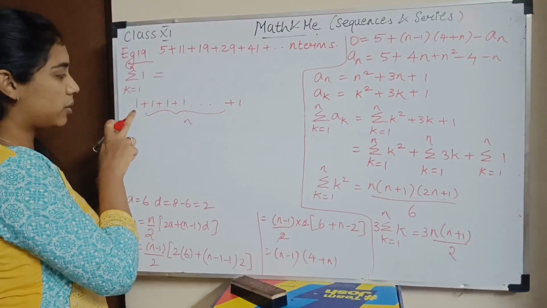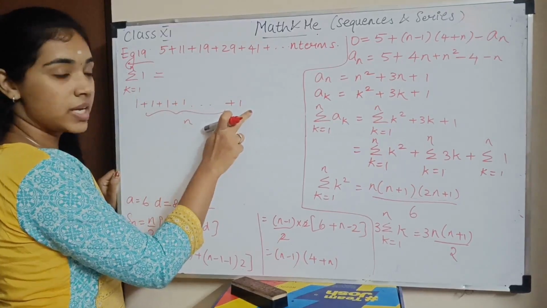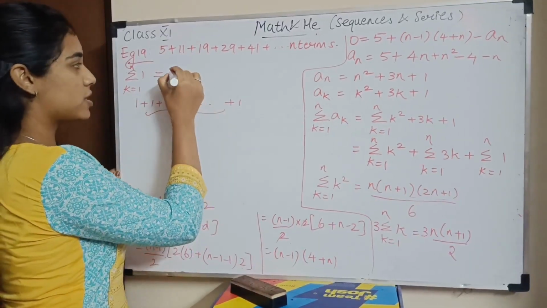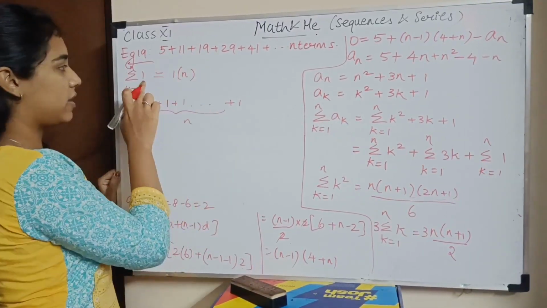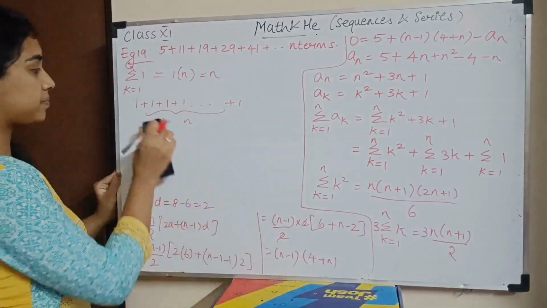K equals 1, it will be 1. K equals 2. K equals 3. K equals 4. K equals n. So what do I have? N times 1. So this is nothing but 1 times n, which is equal to n.